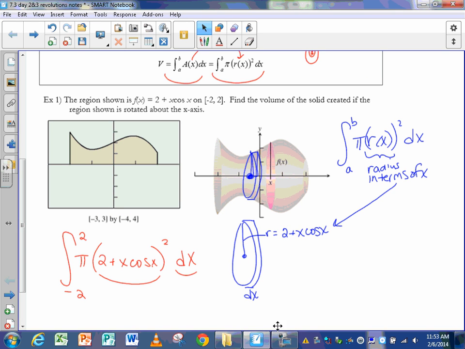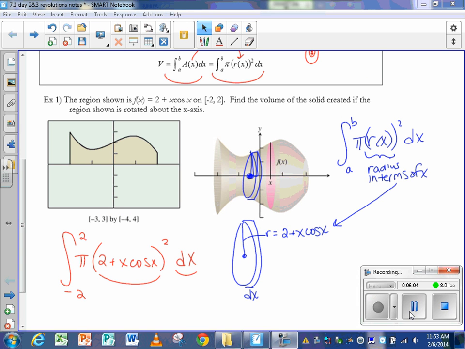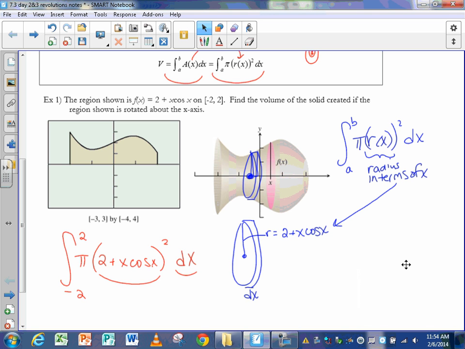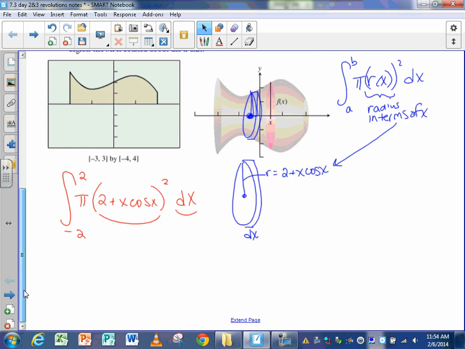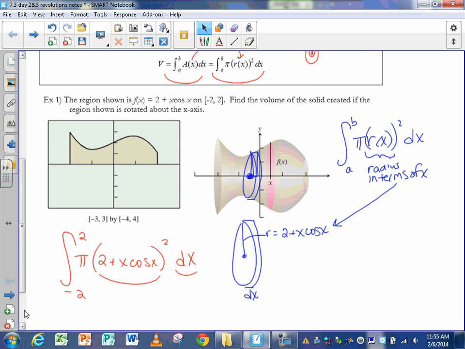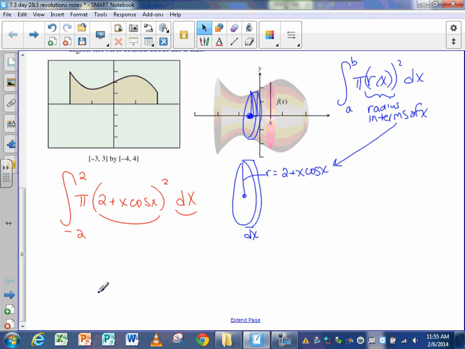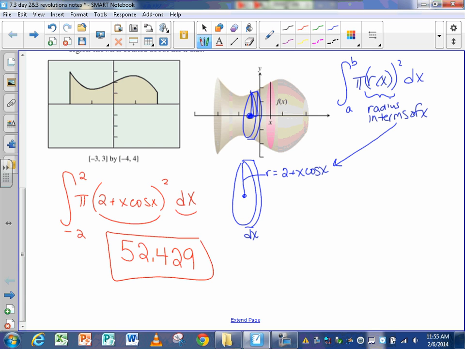If you give me a moment, I could actually pull an answer up. Hold, please. Okay, I'm back. I found a calculator. So if you type that into your calculator, making sure that you are in radians, which is always what you need to be in when it comes to calculus, you should end up with an answer of 52.429. And that is the volume of the vase.